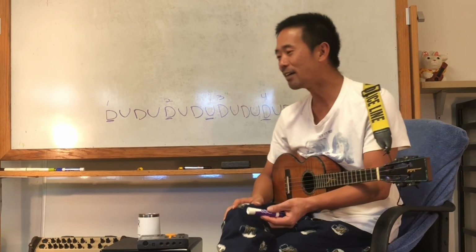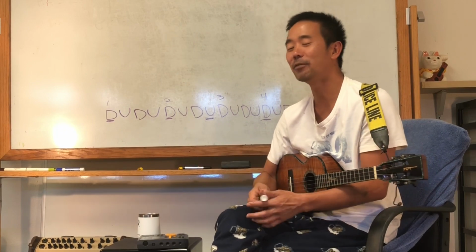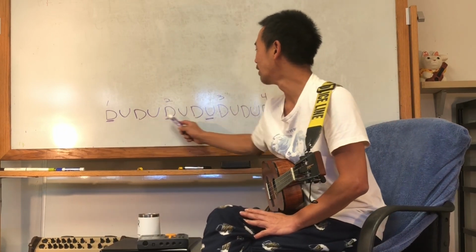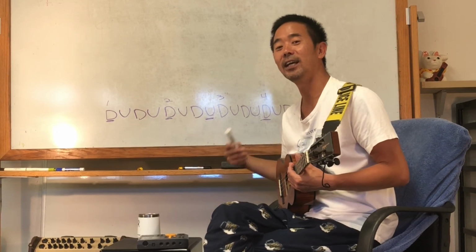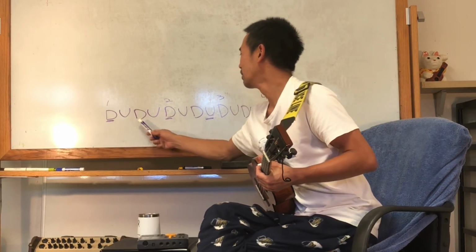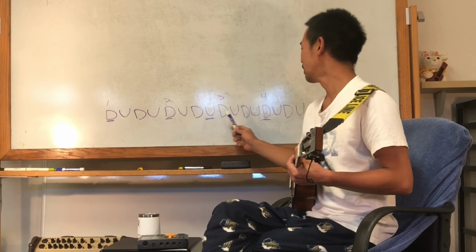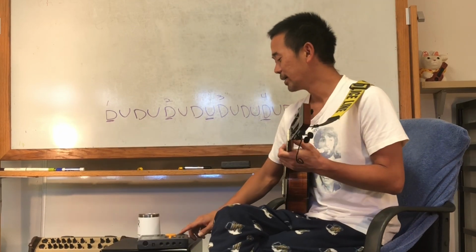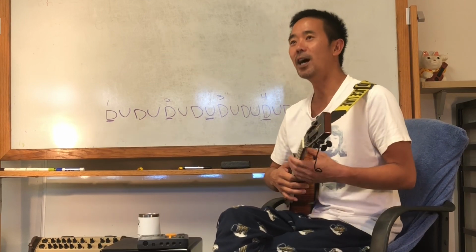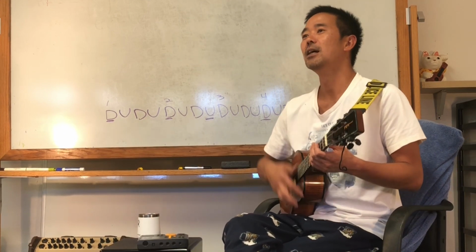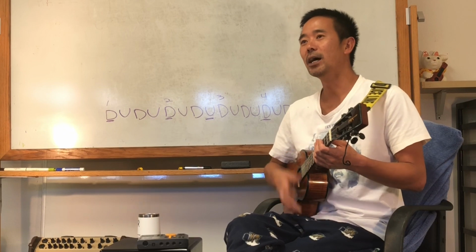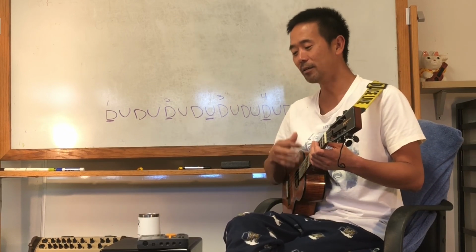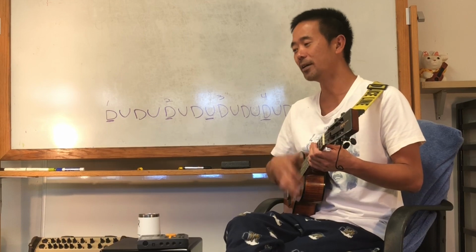But if you're having a hard time, I want to take that back and I want to say, don't just focus on the accents, focus on every stroke. So now we're actually saying every stroke. Down, up, down, up, down, up, down, up. Okay? And that should work. Down, up, down, up, down, up, down, up.